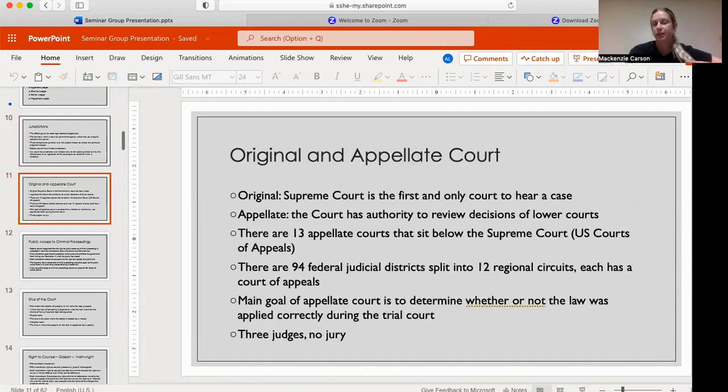The next one was original and appellate courts. Original: the Supreme Court is the first and only court to hear a case. Appellate: the court has authority to review decisions of lower courts. There are 13 appellate courts total that sit below the Supreme Court, and they are called the U.S. Courts of Appeals. There are 94 judicial districts split into 12 regional circuits, and each has a court of appeals. The main goal of an appellate court is to determine whether or not the law has been applied correctly during the trial court. There are three judges, no jury.